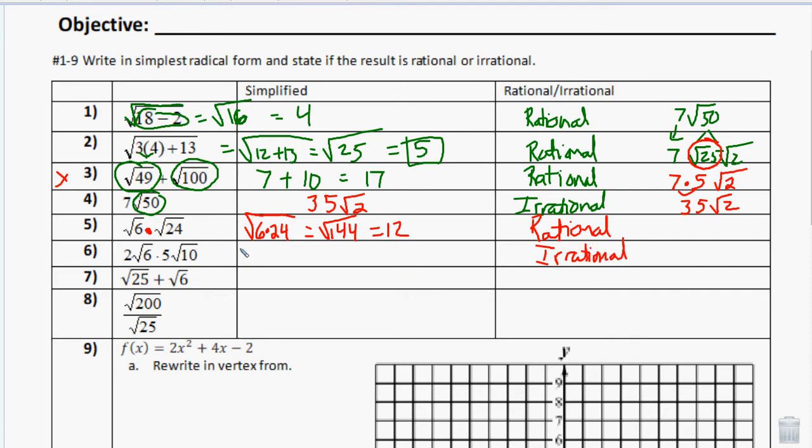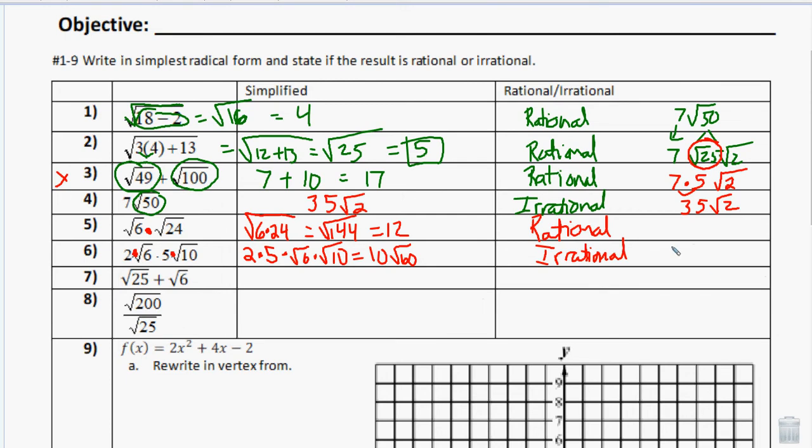So I could use the commutative property. Remember, this 2 rad 6 means 2 times rad 6 times 5 times rad 10. So if I did the commutative property, I could do 2 times 5 times rad 6 times rad 10, which gives me 10 rad 60. Now I bet you this rad 60 can be simplified.